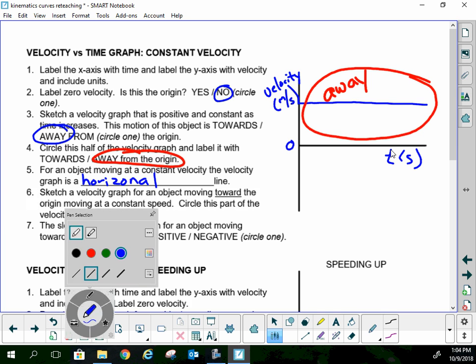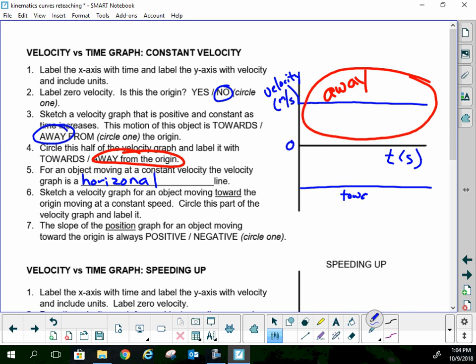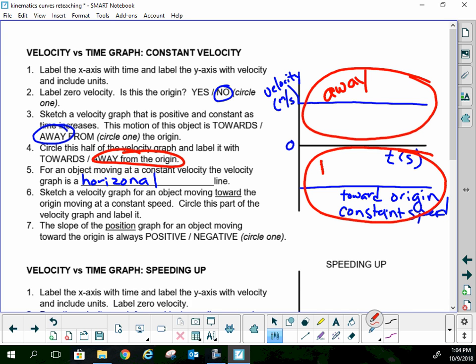So then the next part asks us to sketch a velocity graph for an object that's moving toward the origin, moving at a constant speed. Right, so we're going to draw that. That's going to be on that bottom half. So this is toward the origin at constant speed. This whole bottom half of the velocity graph means that the object is moving toward the origin.